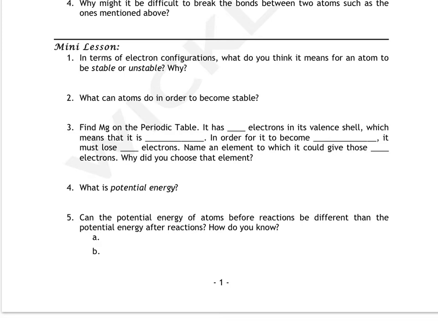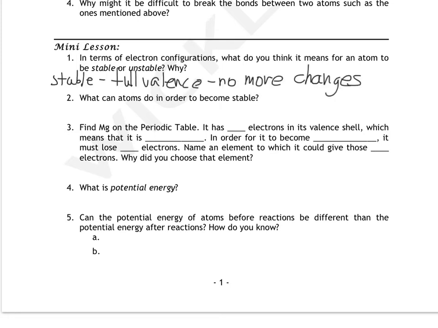On the contrary, if an atom does not have a full valence shell and is therefore considered unstable, we consider it unstable because we expect changes to occur from there. But for those atoms that are unstable, not all hope is lost. All atoms can become stable if they gain or lose electrons in strategic ways. So what can atoms do in order to become stable? They can gain or lose electrons.